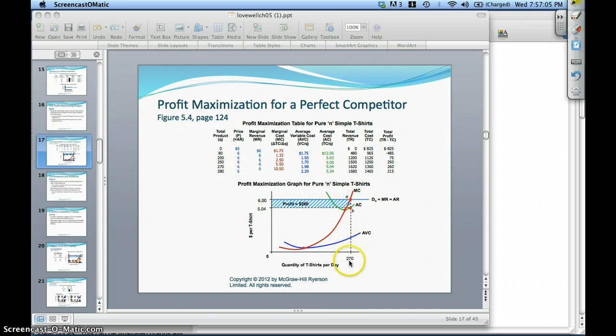So again, producing at 270 units, you see we have a price of 6, marginal revenue of 6, and our total revenue is 1,620, and our total cost 1,360, for a total profit of 260.